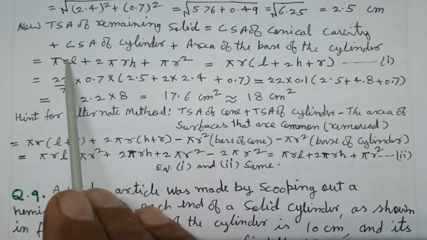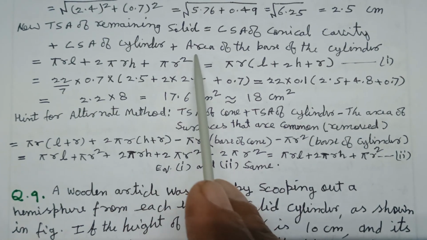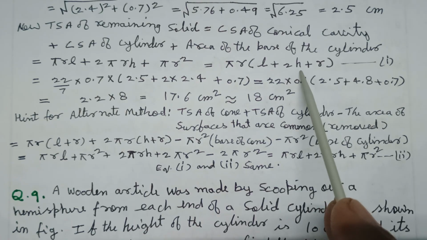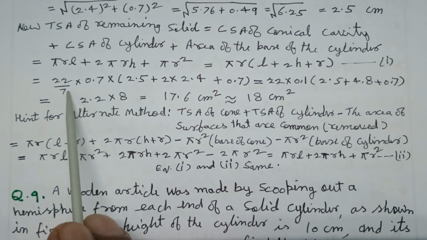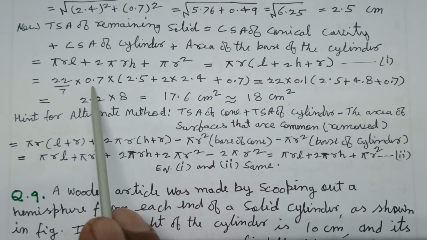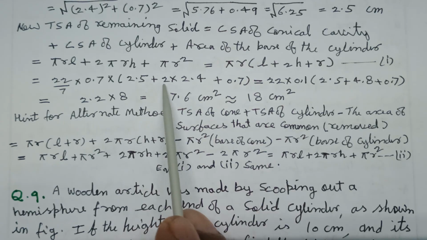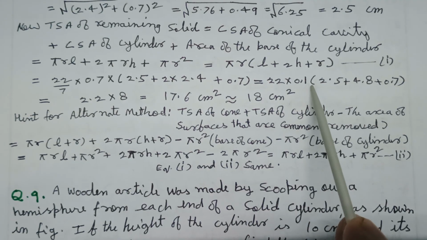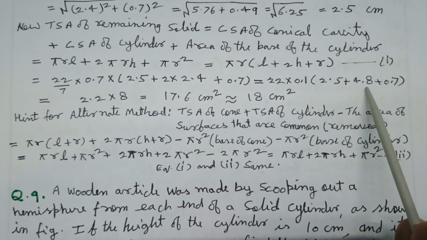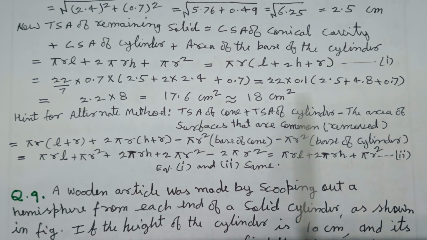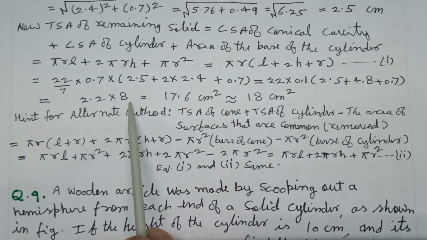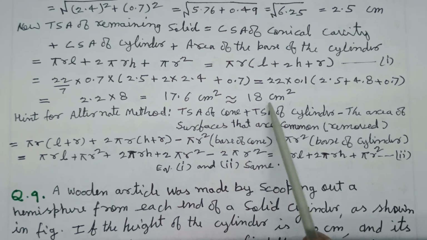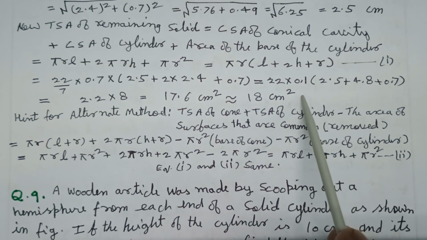So it is equal to, by formula, pi r l plus 2 pi r h plus pi r square, is equal to pi r, taking common, left with in the bracket l plus 2h plus r. So this is one. Now put the values. So 22 upon 7 into 0.7 into 2.5 plus 2 into 2.4 plus 0.7. So it is equal to 22 into 0.1 in bracket 2.5 plus 4.8 plus 0.7. So this is equal to 2.2 into 8, which is equal to 17.6 centimeter square. This is approximately equal to 18 centimeter square.